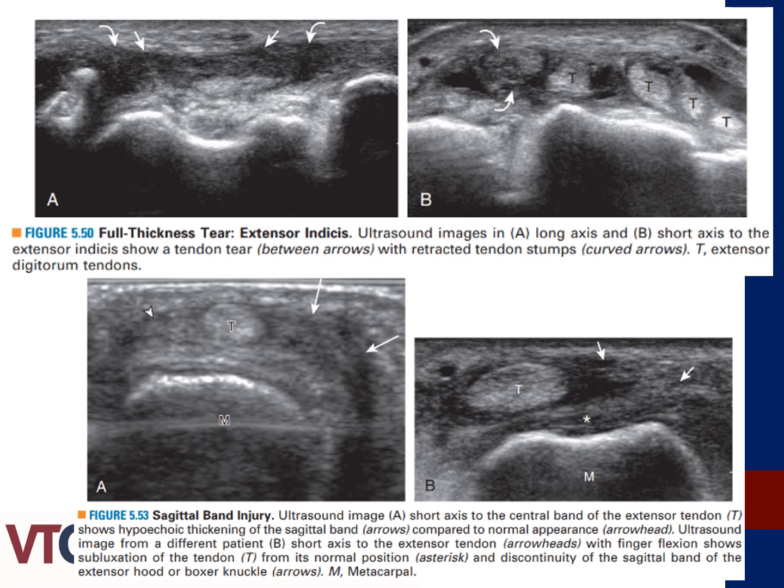Below is an image of a sagittal band injury. Utilizing figure A, you can determine the difference in the images. The damaged sagittal band is highlighted by the arrows, and in figure B, you are able to distinguish the subluxated position of the extensor tendon secondary to that torn sagittal band.